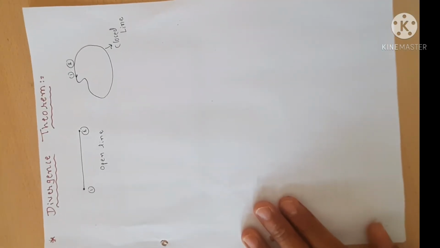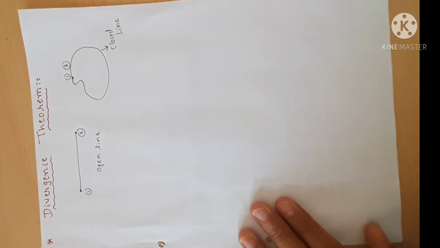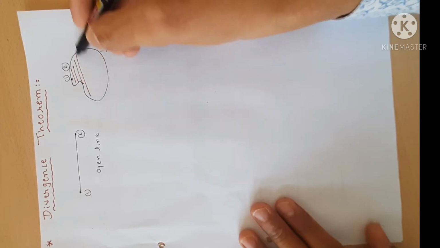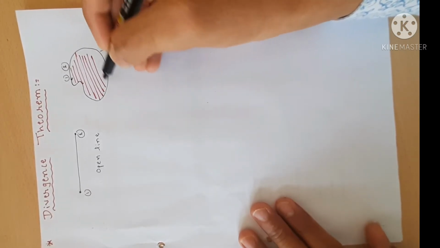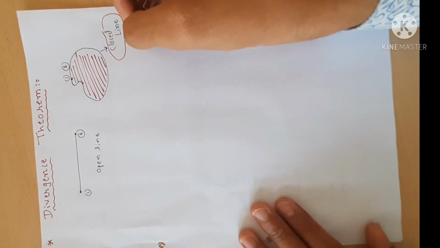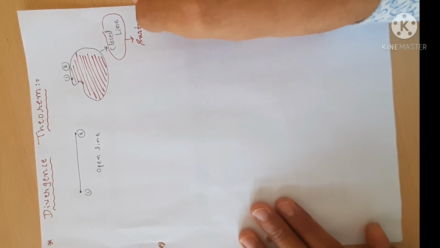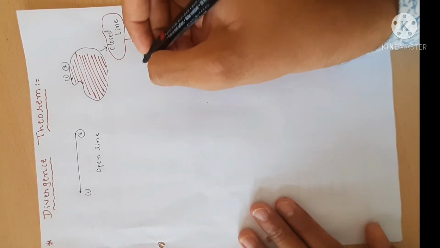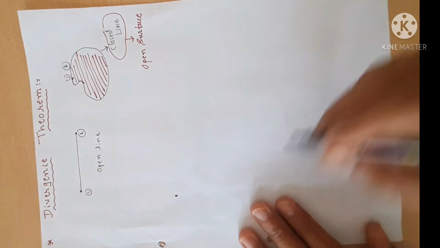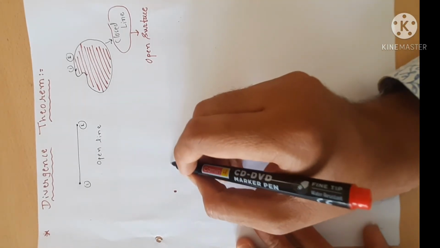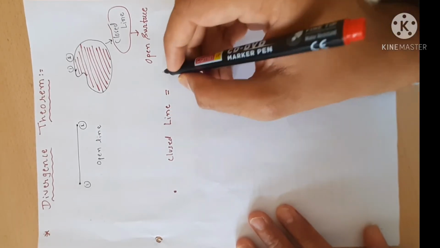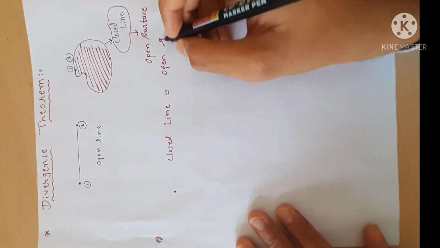As you can see, the closed line looks just like a surface. So we can say that a closed line is nothing but a surface. But here, if you see, the surface is an open surface. So finally we can note down one point. The first point is: closed line is equal to open surface.